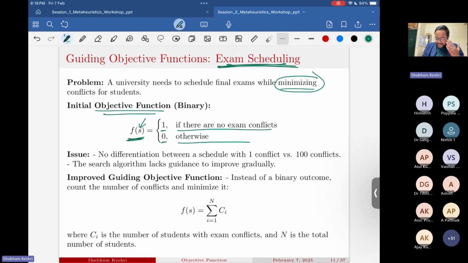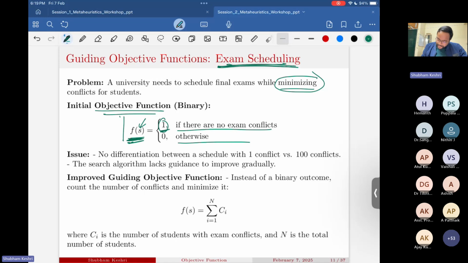You give me a solution S, that is, you give me a schedule for the exams, and the objective function evaluates to 1 if there is no conflict, and it evaluates to 0 if there is a conflict. So the higher the objective function, the better it is. If the objective function takes value 1, then that is the solution I'm looking for. If it takes value 0, I'm not looking for that solution. This is the initial objective function, because I'm looking for a solution which doesn't have any conflict.